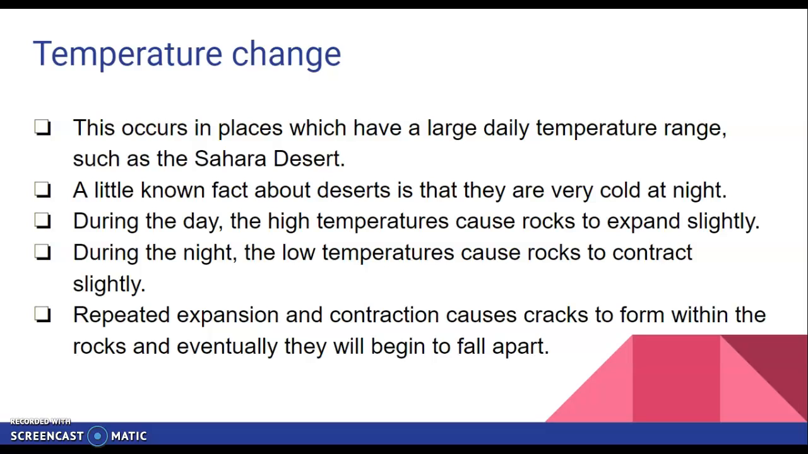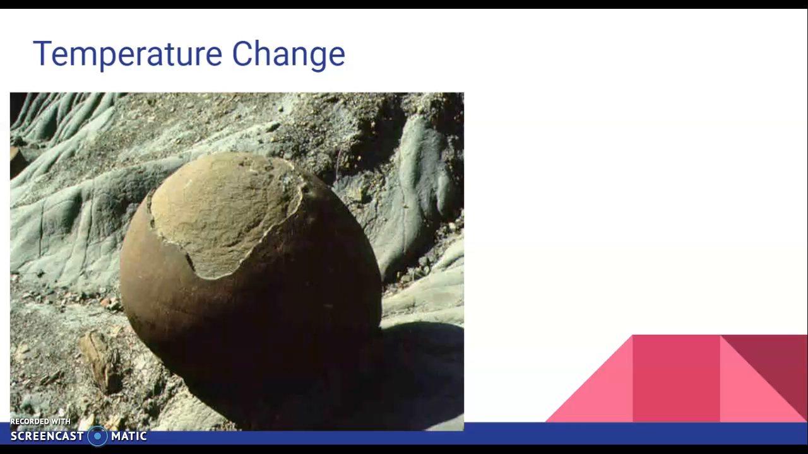Now, the repeated expansion and contraction with temperature changes between day and night eventually cause the rocks to fall apart, breaking them down physically. And that is how temperature change results in the breakdown of rock. All right, this picture here shows what happens when there is a significant difference in temperature in the desert. This is what happens to the rock.